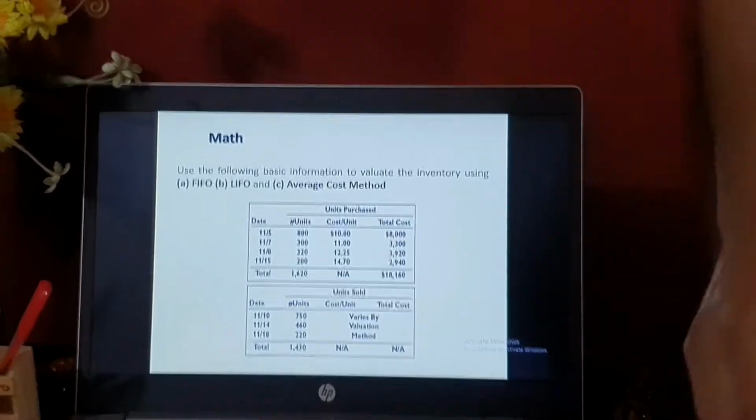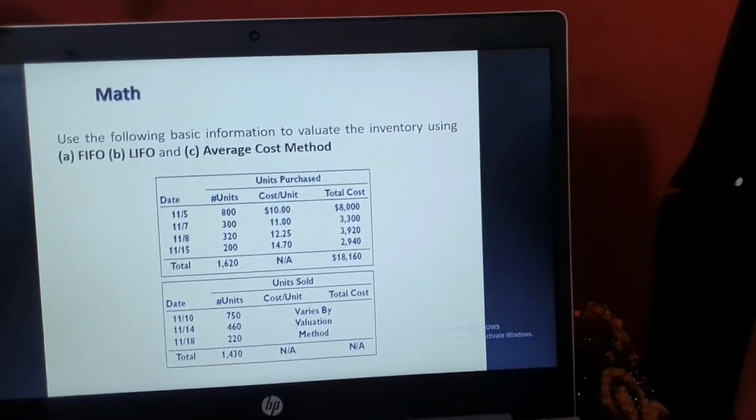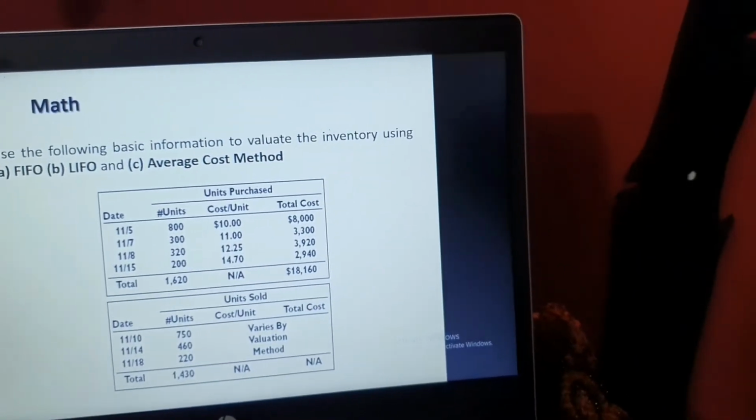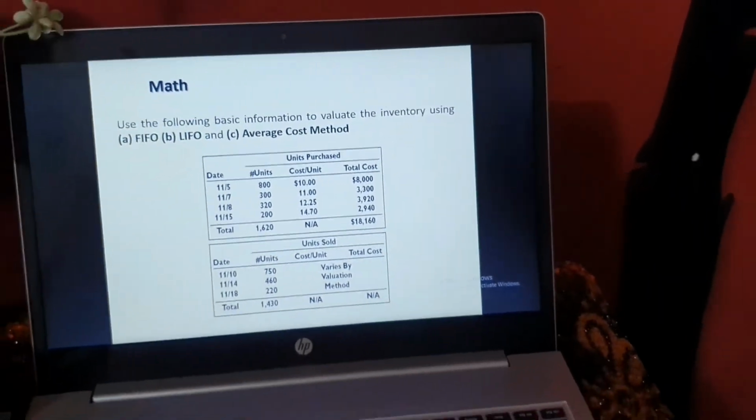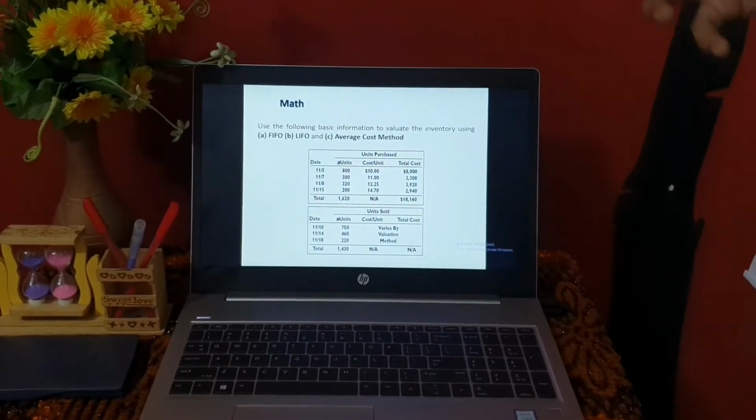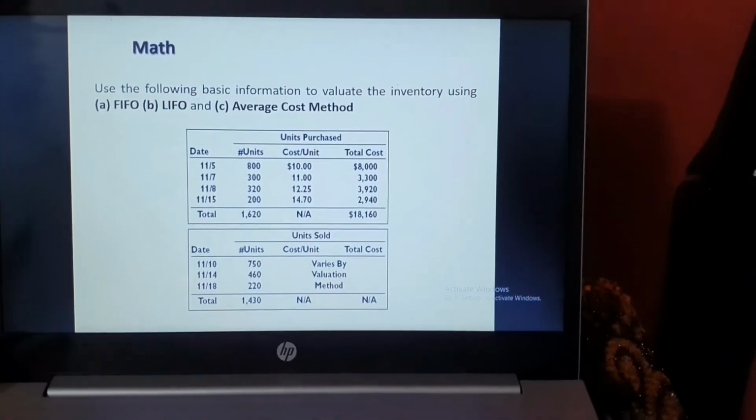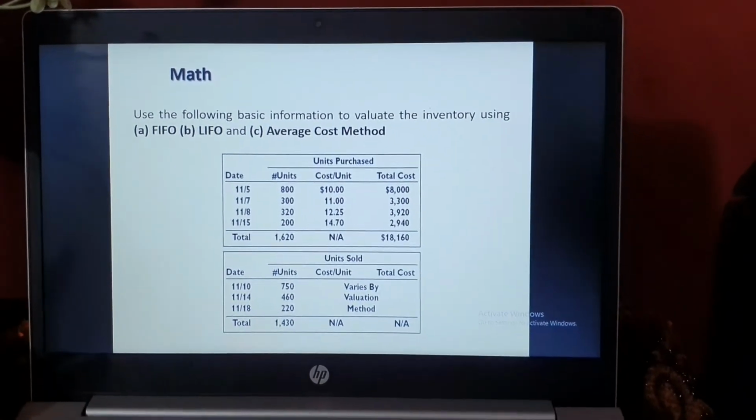So when we do an example, it will be really easier for you to understand how we calculate this method in terms of evaluating our inventory. If you look at your lecture slide, you'll definitely find one example given to identify the FIFO, LIFO, and average cost method. Before going into the solution of the math, I just want to briefly explain what is being asked in this example. You are asked to evaluate the inventory by using FIFO, LIFO, and average cost method.